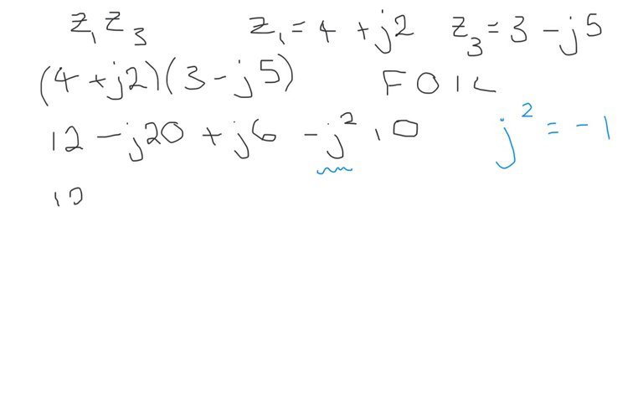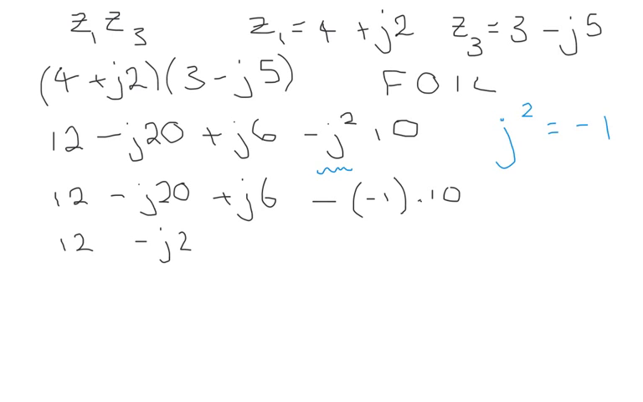In this line I'm going to replace the j squared. So we have negative already, and replace the j squared with -1. And that's multiplied by 10. Now simplify. 12, subtract j20, add j6, subtract negative is a positive, so that's positive 10. Collect our terms. The real terms are 12 plus 10, 22. And the imaginary terms are negative 20, add 6, which is negative j14.